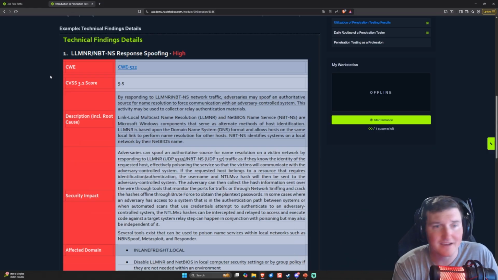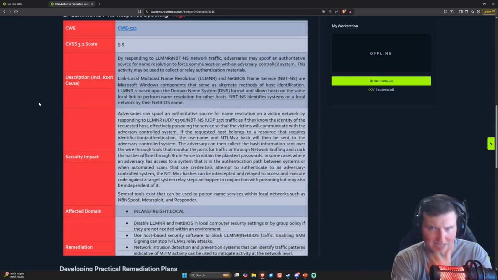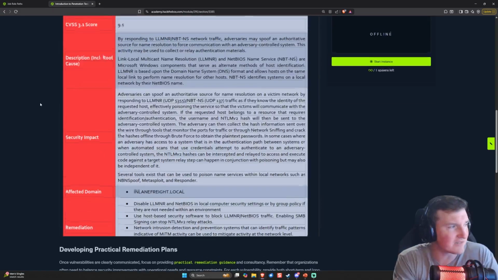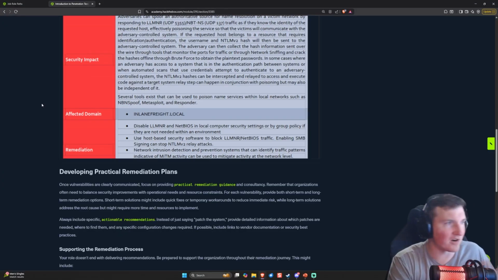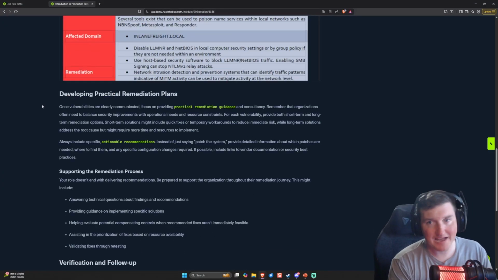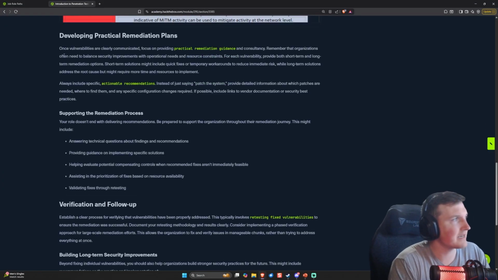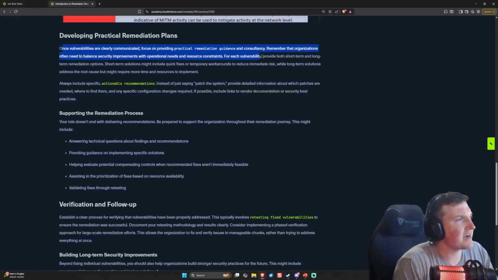You've got to fix it today, right? But let's say it's internal, it's a segregated network, and it has no important information on it. That's not a 9.5. That's like a 6. Let's start being realistic, right? Now, LLMNR will allow you to actually listen in and get passwords, so it's more important, but you get what I'm saying.